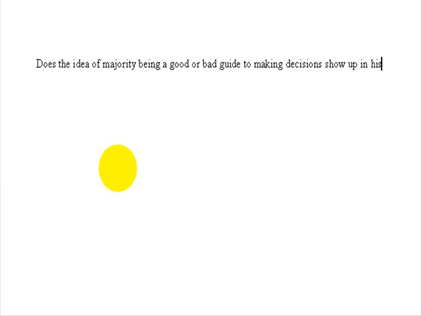But what you want to do is ask yourself, does the idea of majority being a good or bad guide to making decisions show up in history or literature? And if you think about it, you probably think, well, yeah, probably. The answer is yes. So then the second question is, what are some examples? And then you start listing examples.